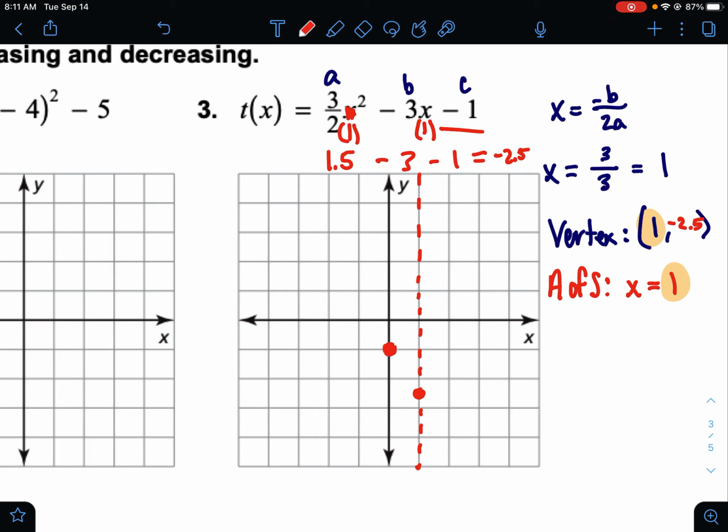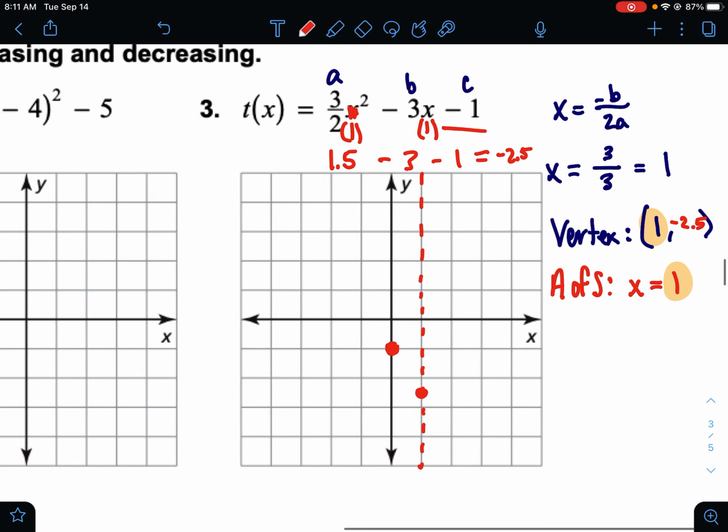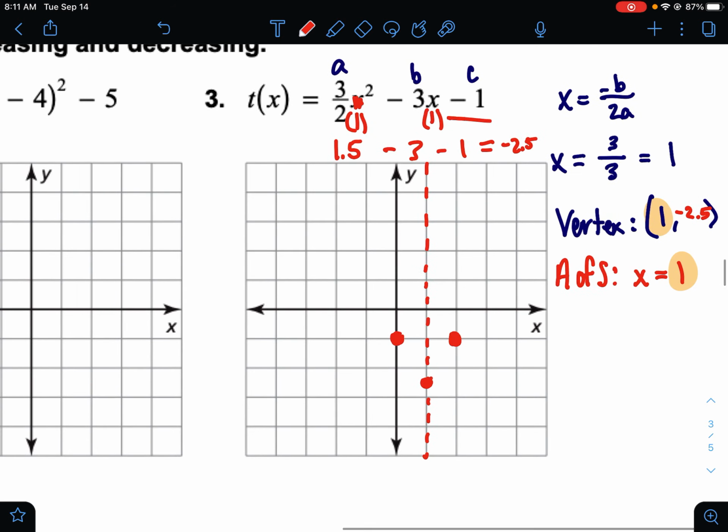Now here's where the symmetry comes in and makes this awesome. Because I have symmetry in my graph, I know that this point that's on the left-hand side should have a mirror image of that point on the right-hand side. So I can graph my third point there. And then I'm ready to graph. Just like that. So that's graphing in standard form.